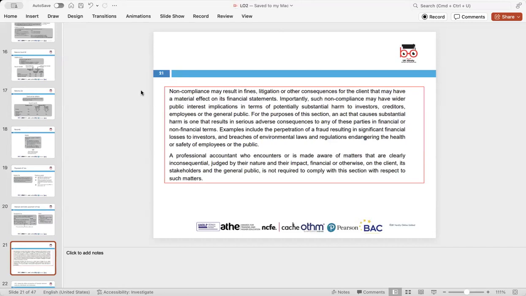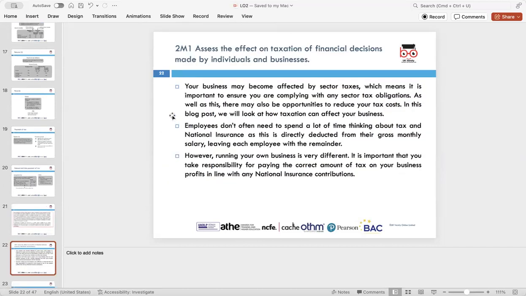So non-compliance with tax regulations can have serious consequences for individuals and businesses. These consequences may include fines, legal actions, or other penalties that could impact the financial statement of the clients. It is essential to recognize that non-compliance can extend beyond financial implications and may also affect stakeholders such as investors, creditors, employers, and the general public.